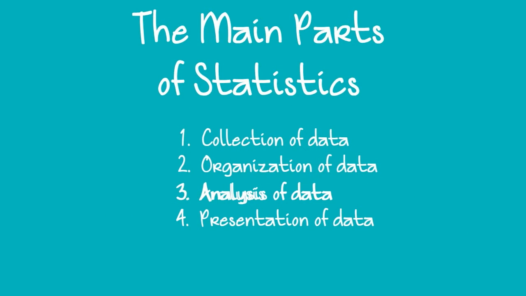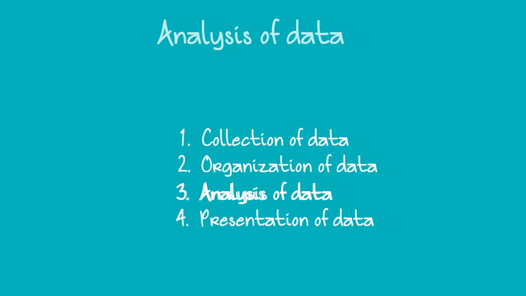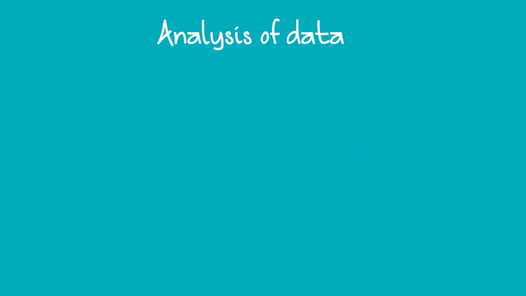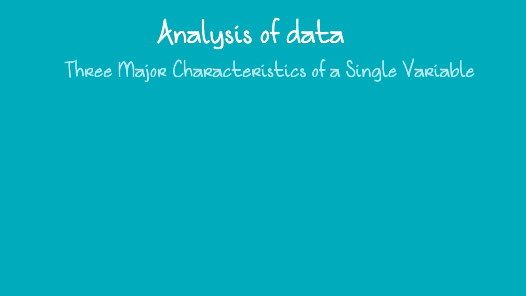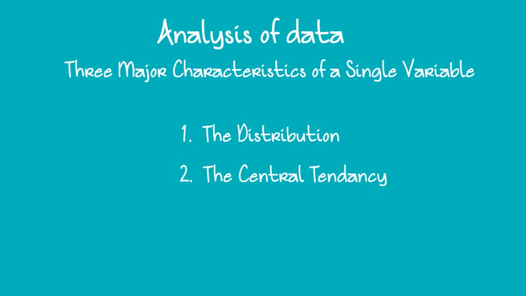Analysis or interpretation of data. Univariate analysis means studying cases of one variable at a time. There are 3 major characteristics of a single variable that we tend to look at: the distribution, the central tendency, and the dispersion. In most situations, we would describe all 3 of these characteristics for each of the variables in our study.